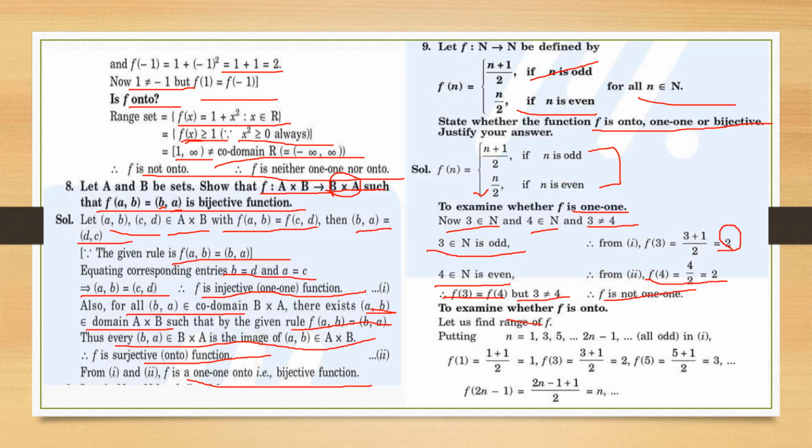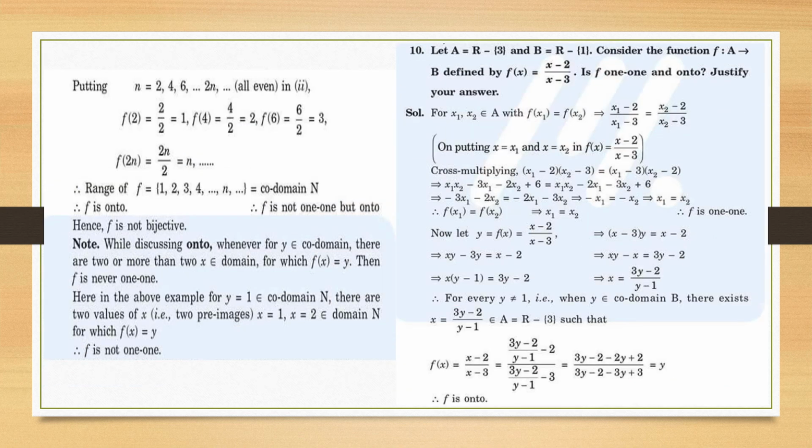To examine whether f is onto, let us find the range of f. Now see, if I put odd numbers, n as 1, 3, 5, 2n minus 1, what kind of numbers will I get? When I put f of 1, I'll get (1 plus 1) by 2, that is 1. f of 3, I'll get (3 plus 1) by 2 as 2. f of 5 as (5 plus 1) by 2, that is 3, and so on. And f of 2n minus 1, these are odd numbers, will be (2n minus 1 plus 1) by 2, which is n, and so on.